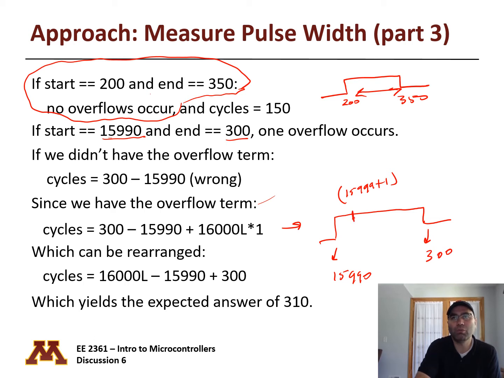So we know the start value, so the difference, PR1 plus 1 minus start, gives us this value, which is 10, like 16,000 minus 15,990, and then at this point timer 1 resets. And this is the end, from 0 to end, which is 300. So if you add these two, you get 310.